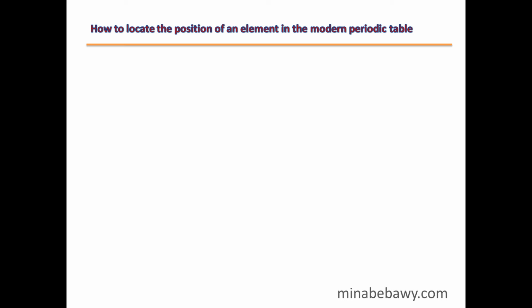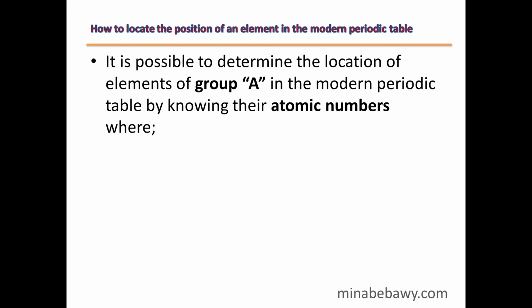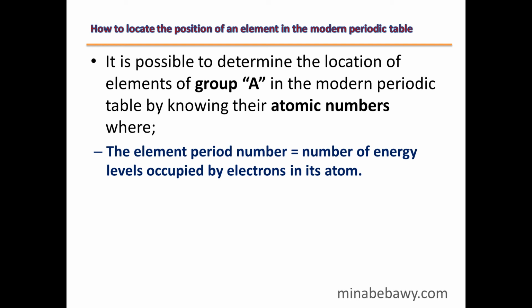We have a very important and main question in any exam. Our question is how to locate the position of an element in the modern periodic table by knowing its atomic number only. It is possible to determine the location of elements of group A only in the modern periodic table by knowing their atomic numbers, where the element period number equals the number of energy levels occupied by electrons in its atom.